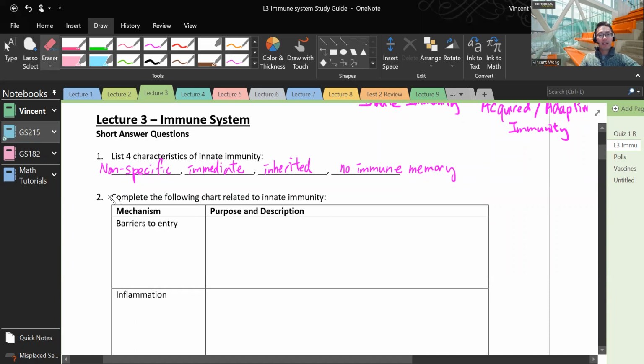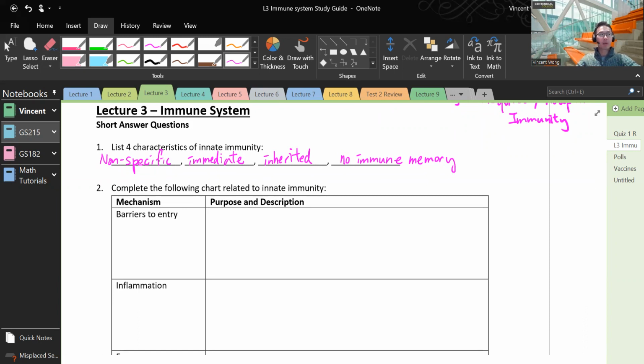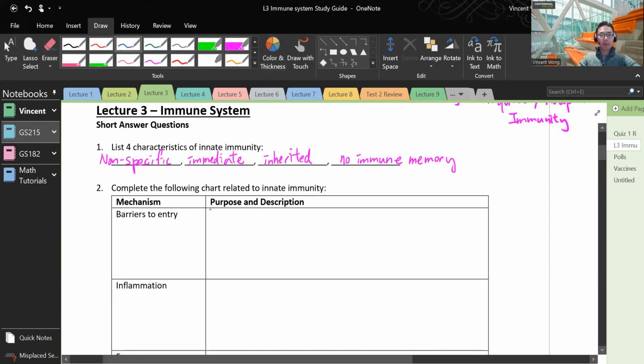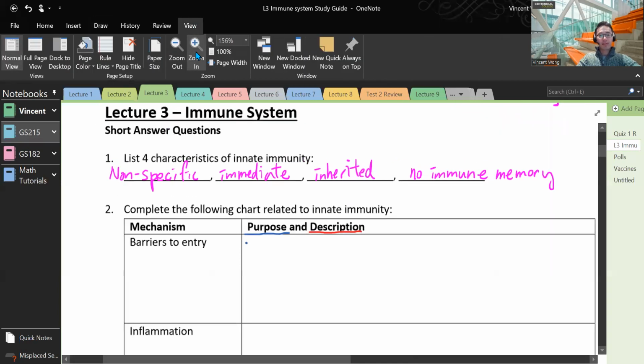So we have various mechanisms. Basically, mechanism just means like different ways of defending the body. And here, the first one is barriers to entry. The best defense is just to keep the stuff out. Don't let them come in at all. Then we don't have to fight them. We don't have to deal with them. Just keep them out of the body. And that would be the purpose. I'll do purpose in blue, and then I will do description in red. Okay, so the purpose, just try to zoom in and fit everything in the box.